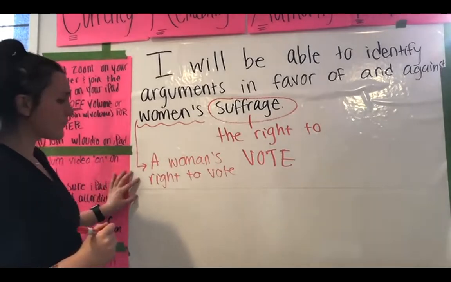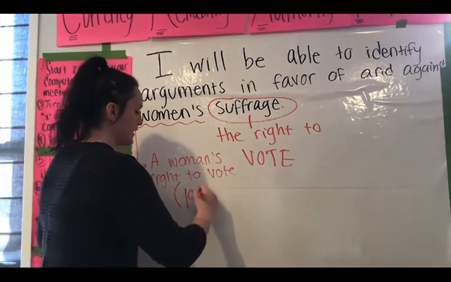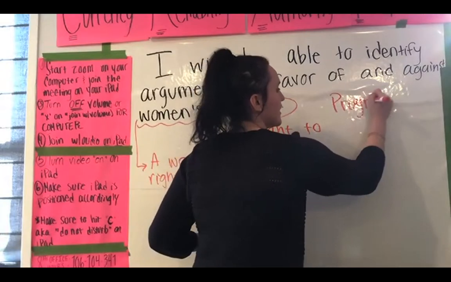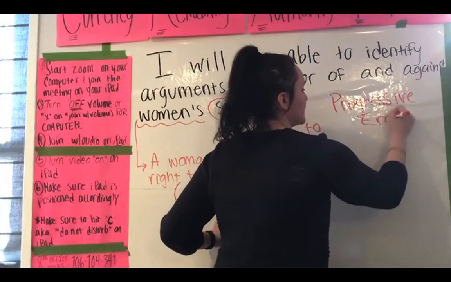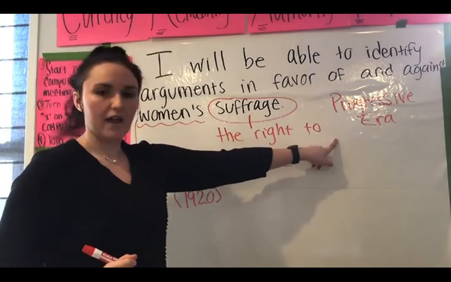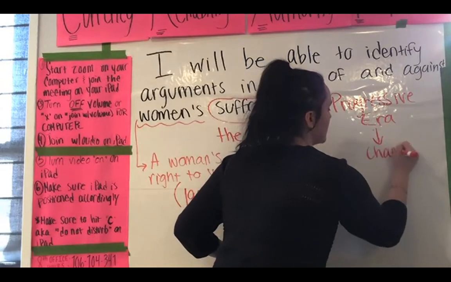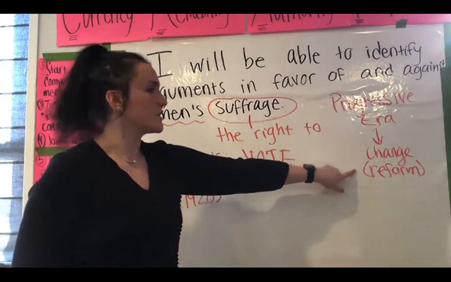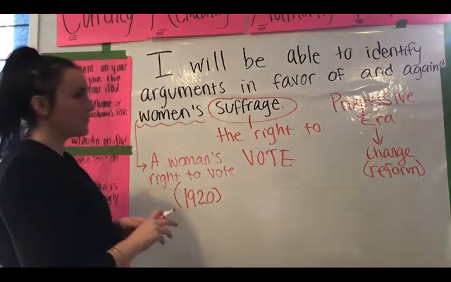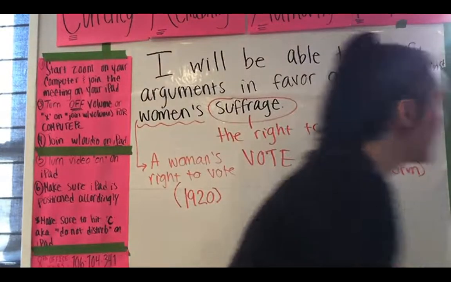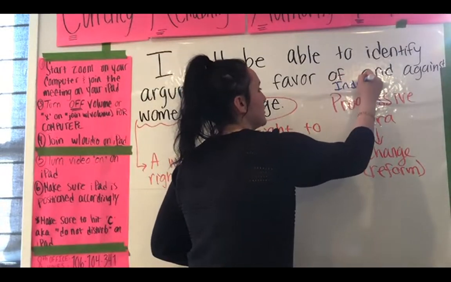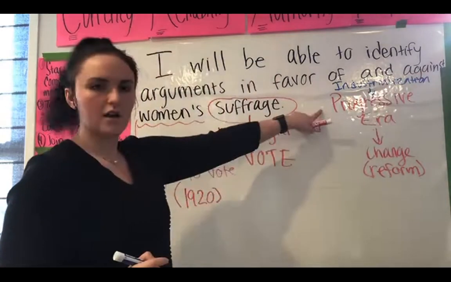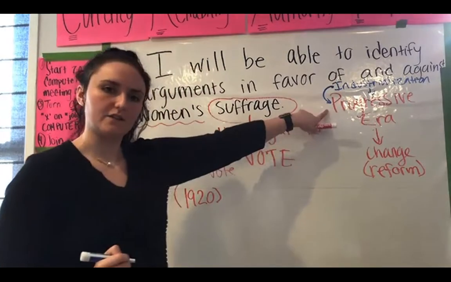In this country, women did not receive the right to vote until 1920, towards the end of the Progressive era. Remember that during the Progressive era, lots of change, lots of reform. Remember, change means reform. Lots of changes, lots of reforms were made. The Progressive era followed industrialization. And a lot of the changes that happened during the Progressive era were made to fix what happened during industrialization.